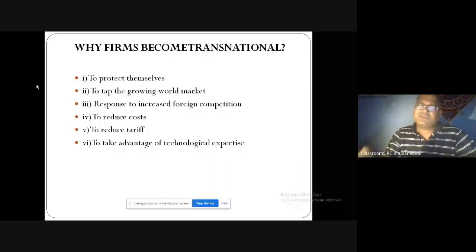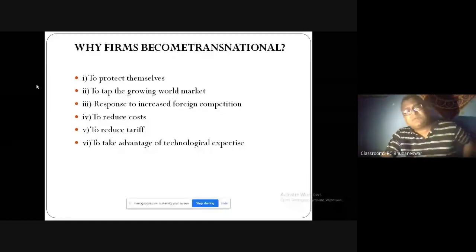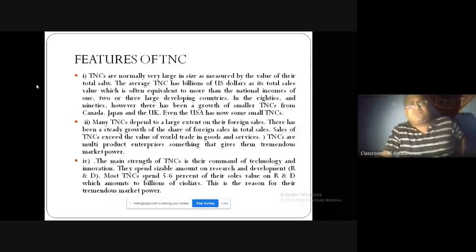It could not beat some other companies which are presently great players, like some of the Chinese companies. Even if some of the government is focusing on not using Chinese products, there is a paradigm shift of change and advantage of technological expertise, so that the firm becomes transnational. Another one is, my dear students, there are different features of TNCs, transnational corporations.